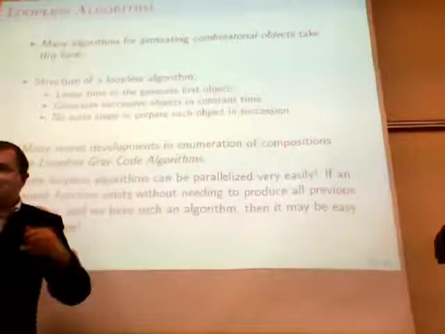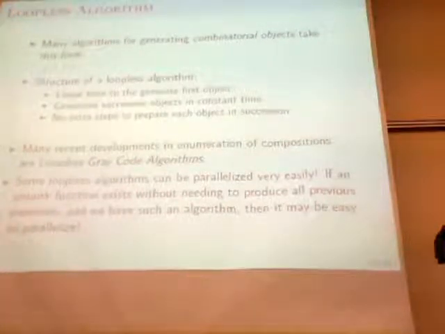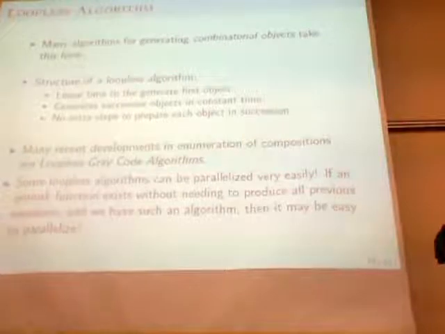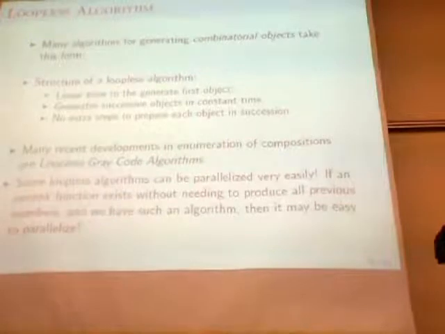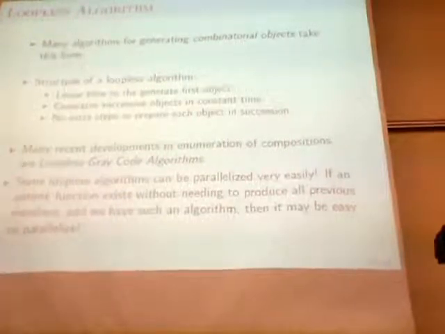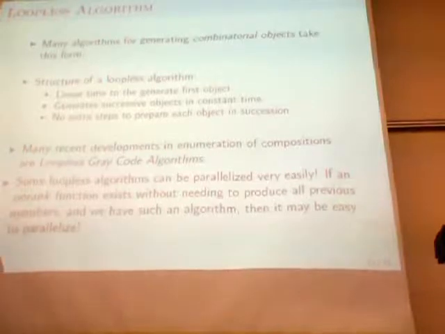So, big old 1. So that could be 5, that could be 20, whatever you like, as long as it's constant. A lot of the developments in these enumeration or generation algorithms is in something called loopless Gray code algorithms.